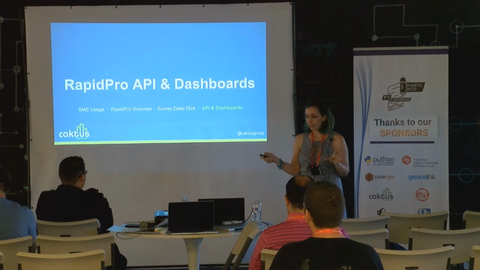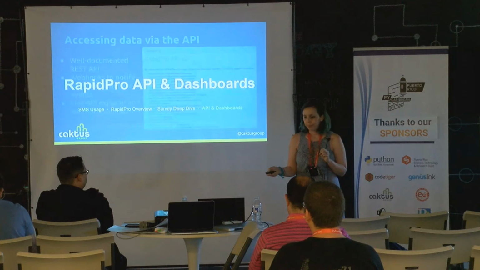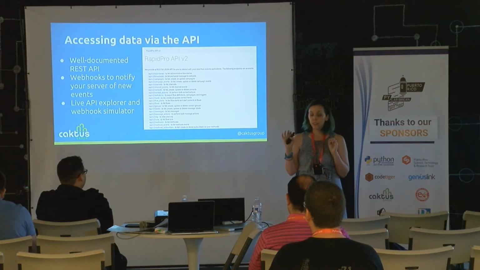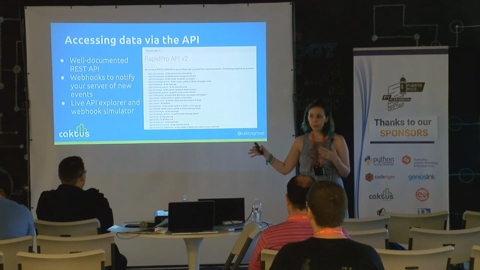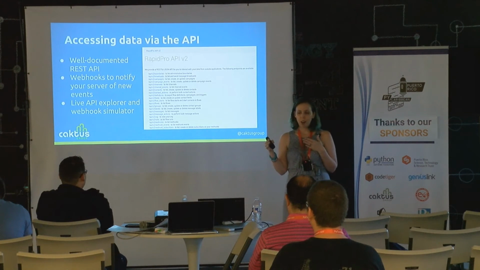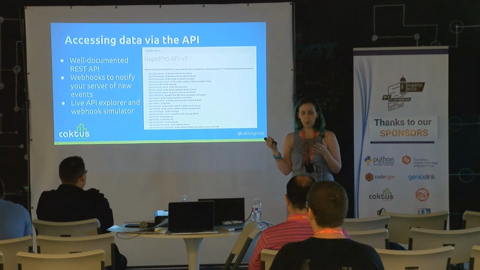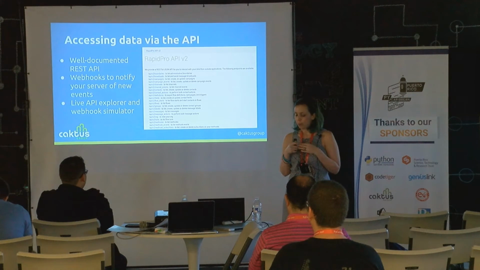OK, so this is the last part of my talk. The RapidPro API is very well documented. And on your instance of RapidPro, if you just go to /API/v2 now, they are just moving on to version 2. They are supposedly going to turn off version 1 as of March 1st, which is good to know. But it's really very nice.